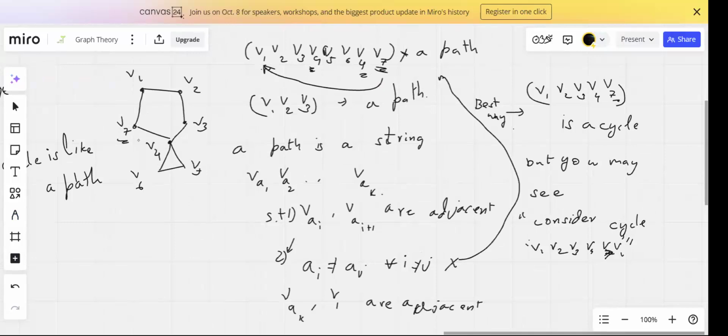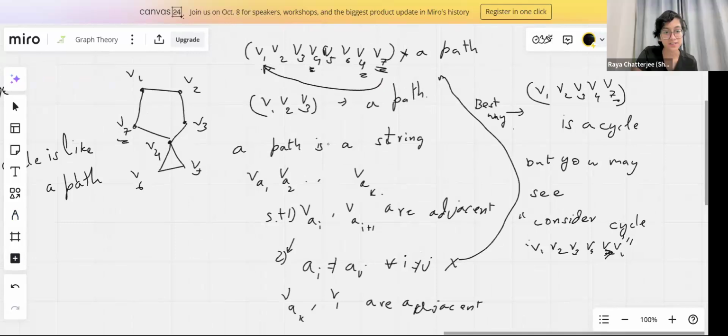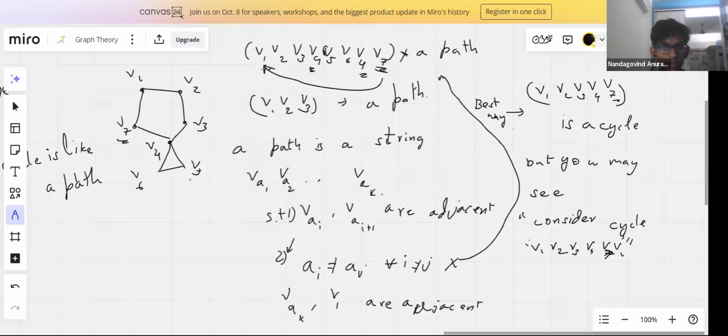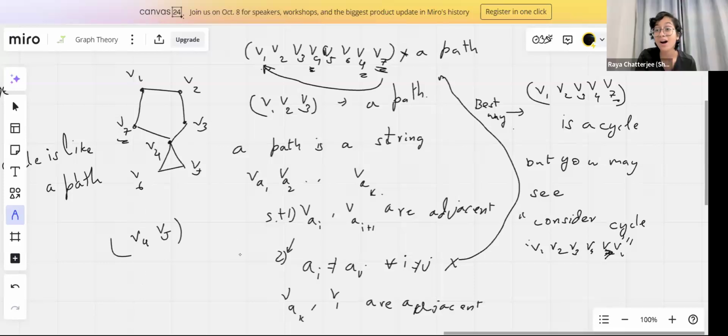I was curious, is V4, V5, V6 a cycle? Yes, that's a cycle. V4, V5, V6 is a cycle. Also, another thing that can be of contention, would you all consider V4, V5 a cycle? No. It's generally not considered a cycle, but by this definition, it's fine.